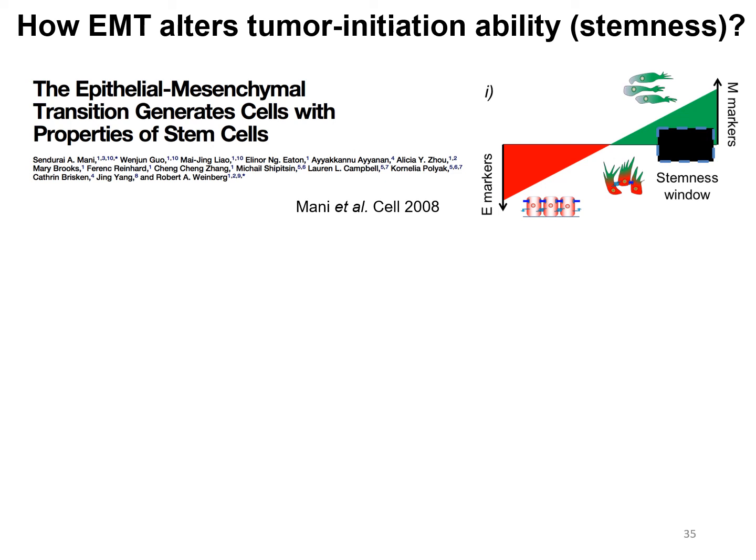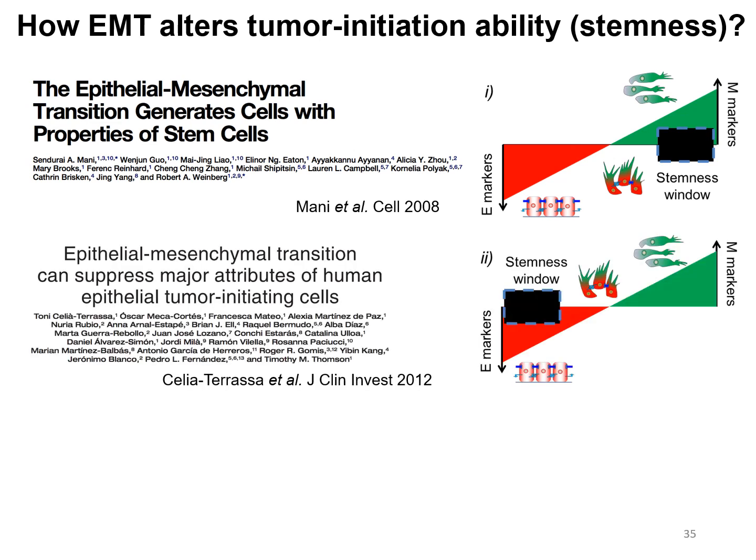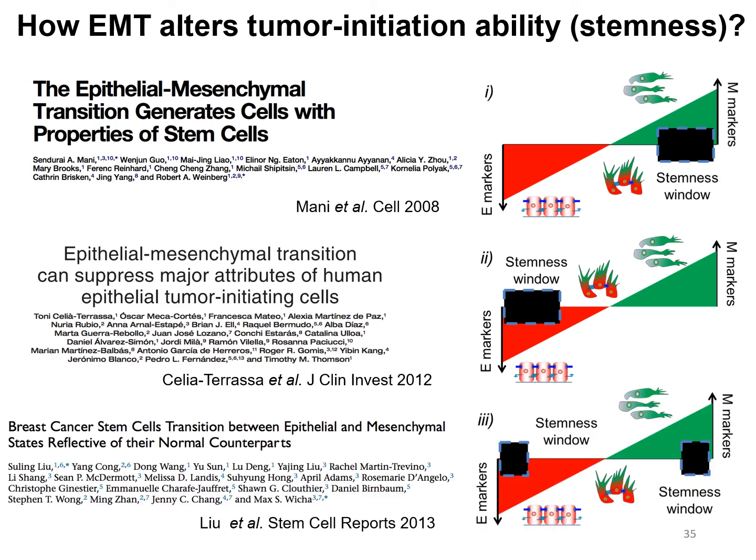The left end of this axis is epithelial, the right end of this axis is mesenchymal, and the stemness window lies somewhere towards the right, which means that if the cells are present towards the very right, they may be present in the stemness window, and therefore they may be much more stem-like, much more tumor initiating. A couple of years later, there was a report which said the exact opposite, that EMT actually decreases stemness, and there was another report which said that EMT has no connection to stemness because you can have epithelial stem cells as well as mesenchymal stem cells.